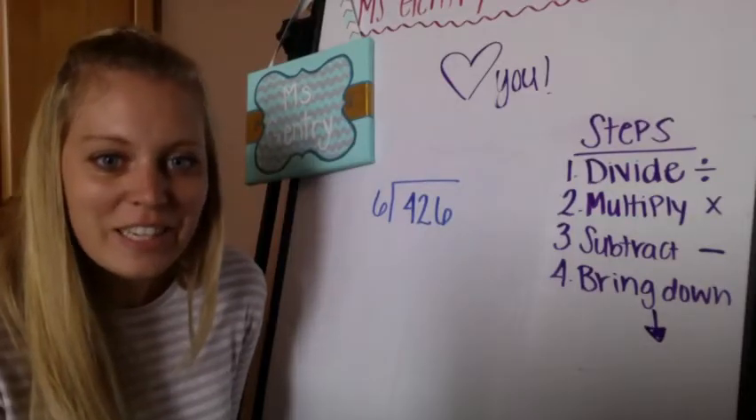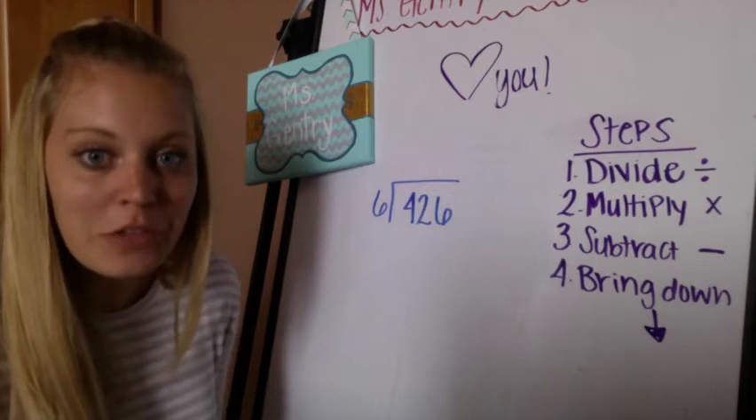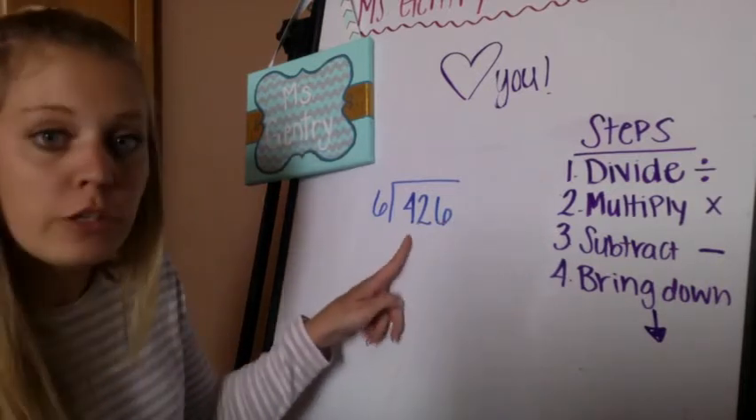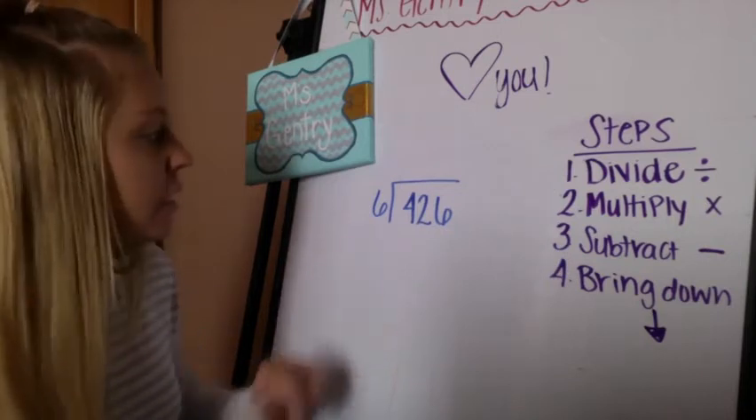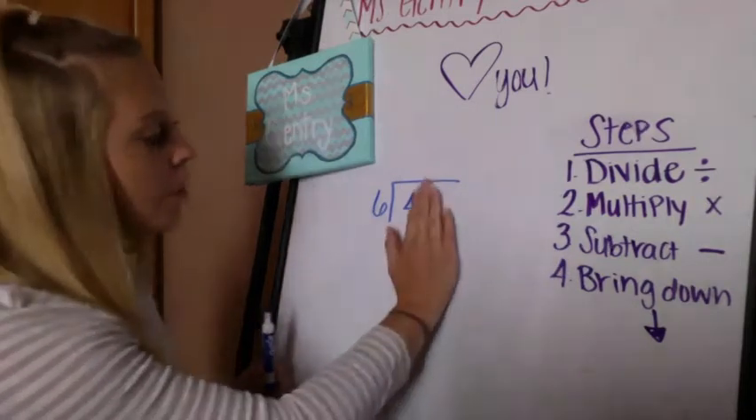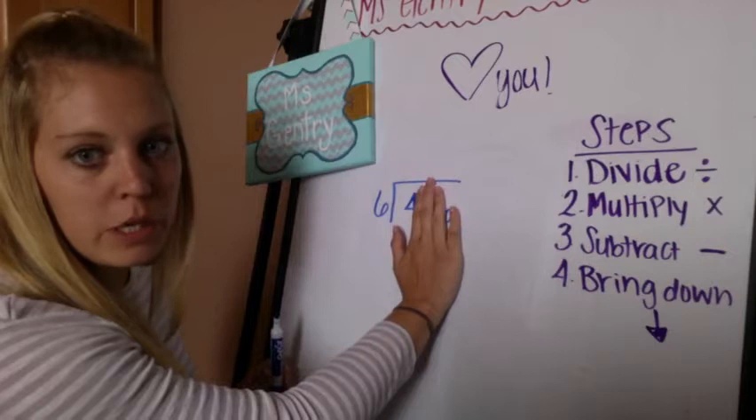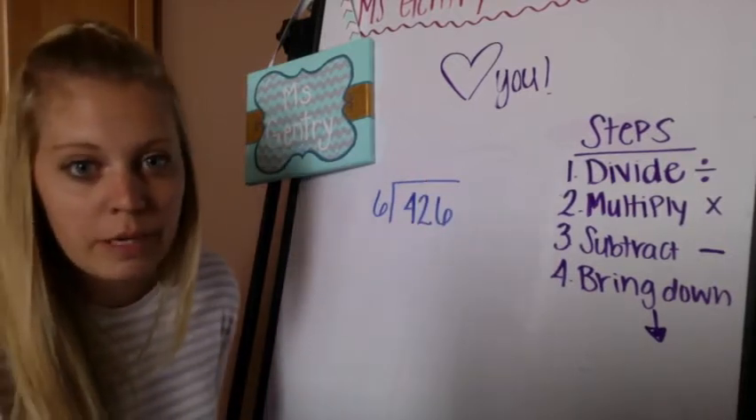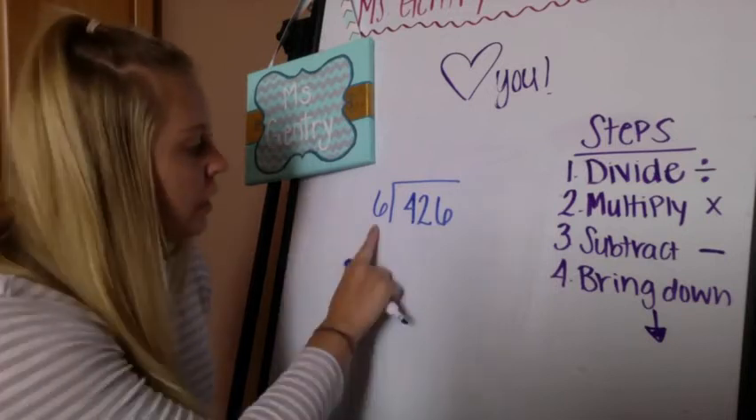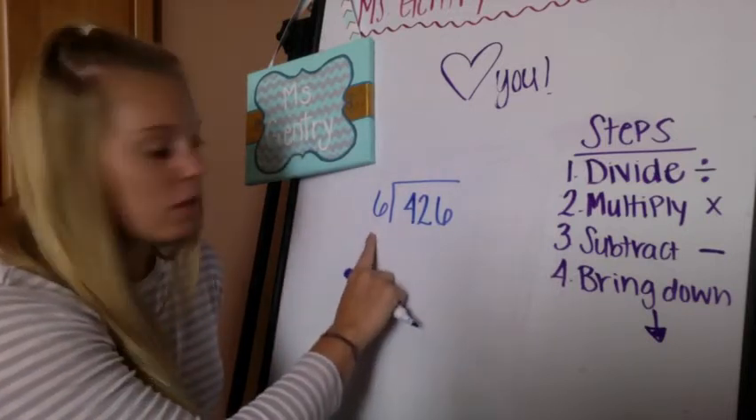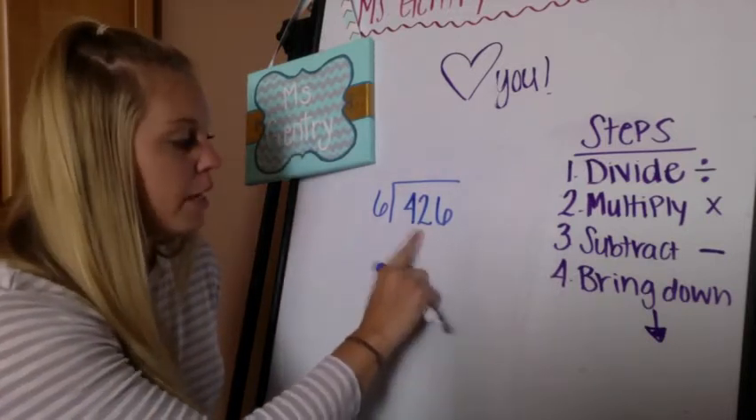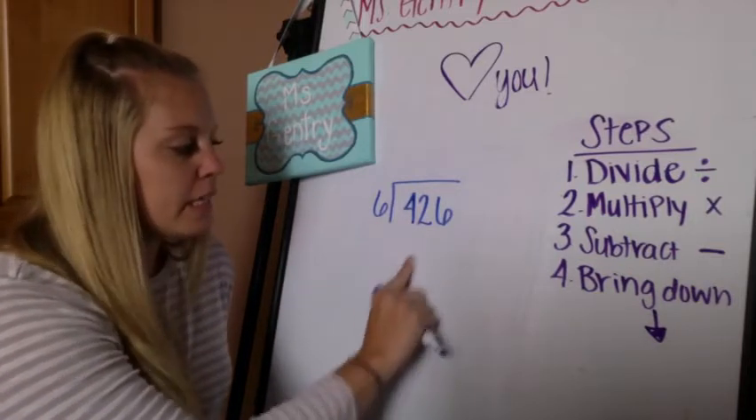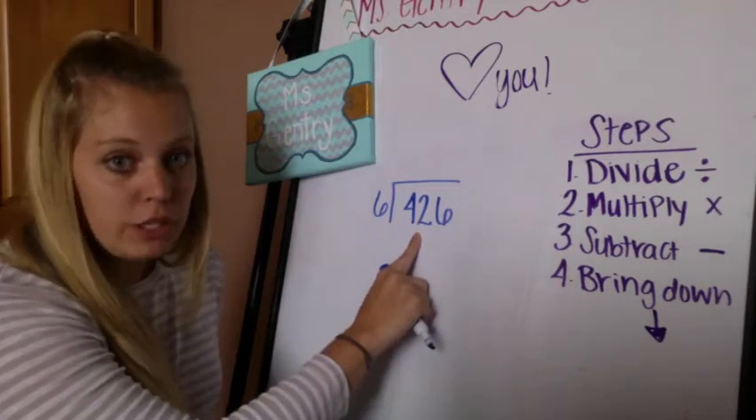All right, you guys, we're going to do an I do, so you can just watch as I work through this long division problem using my 4 steps. So my problem is 426 divided by 6. The first thing I'm going to do is cover up all of my other numbers except for the 4. So I just have 6 divided by 4. 6 doesn't go into 4 because 4 is smaller than 6. So I'm going to go over to the next number, and now I have 42. I'm going to try to figure out how many times 6 can divide into 42.